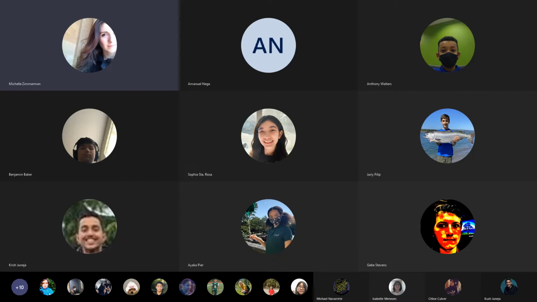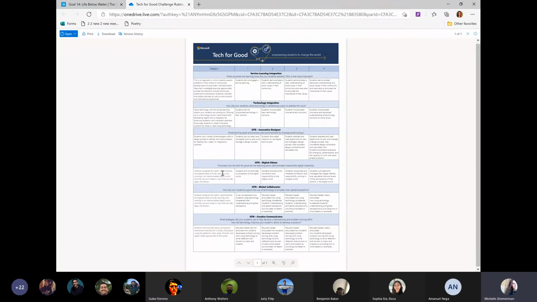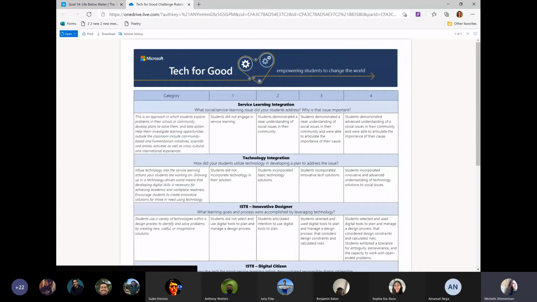Okay, so I'm switching over to the Tech for Good rubric. This link is directly in the instructions as a resource. So I'm going through it with you really quickly to show what this is.